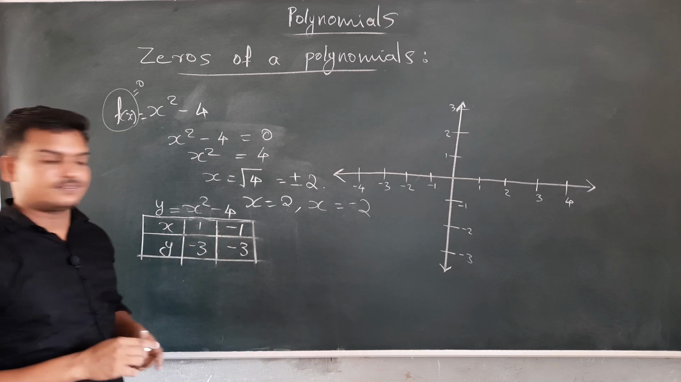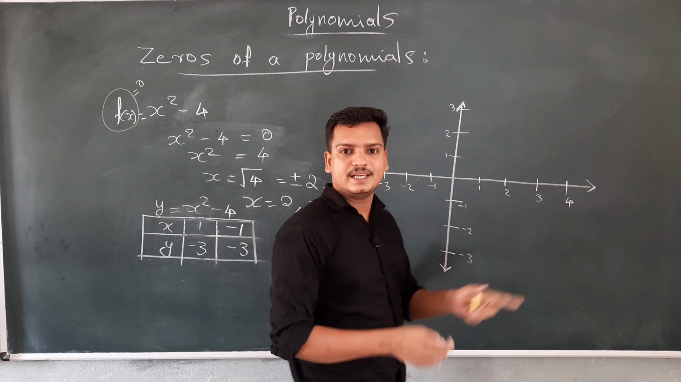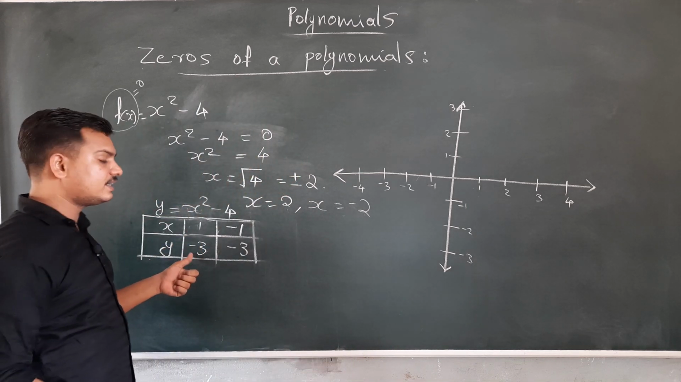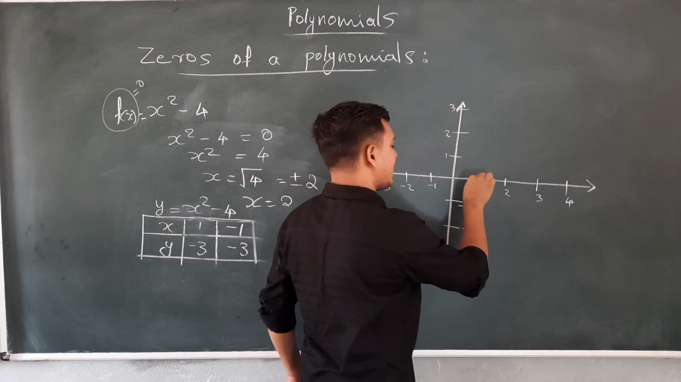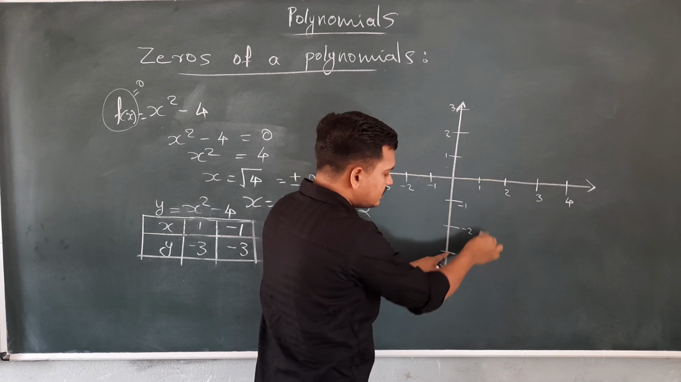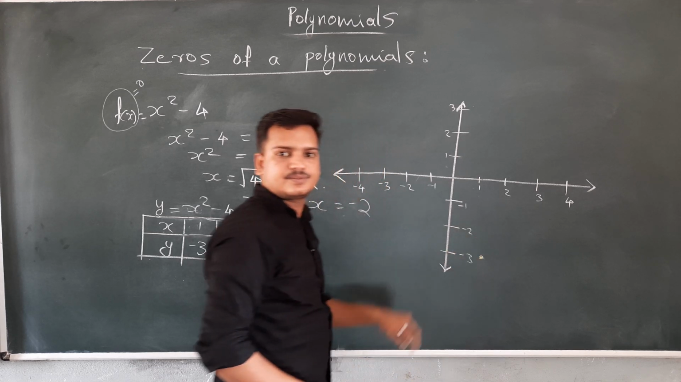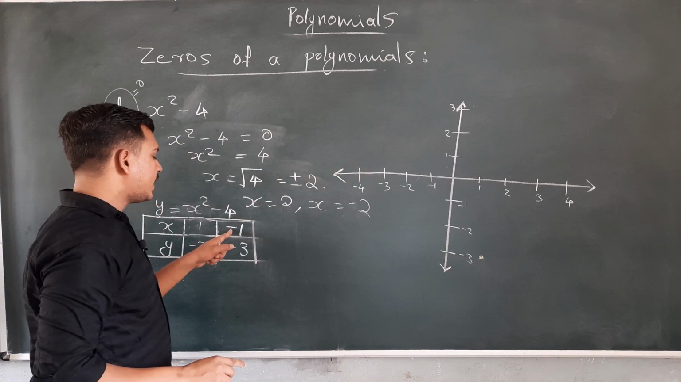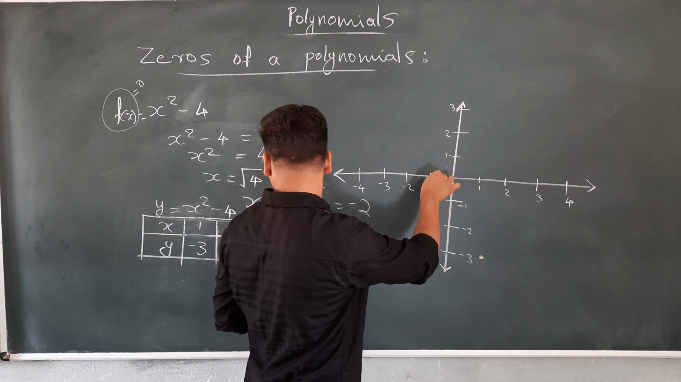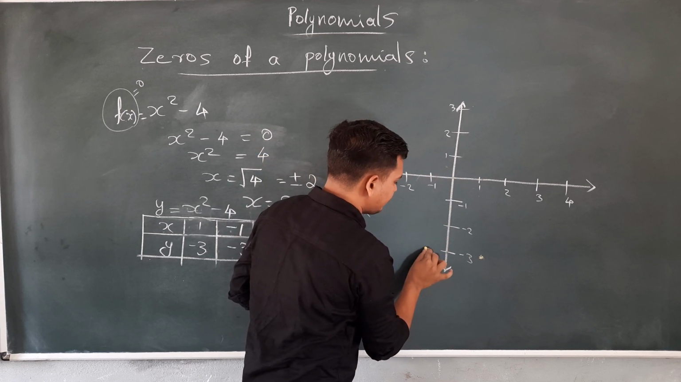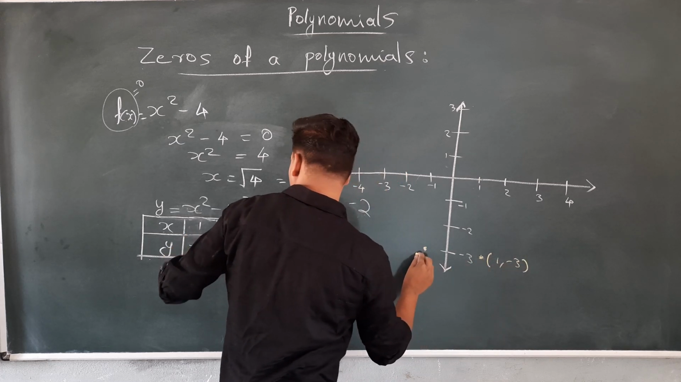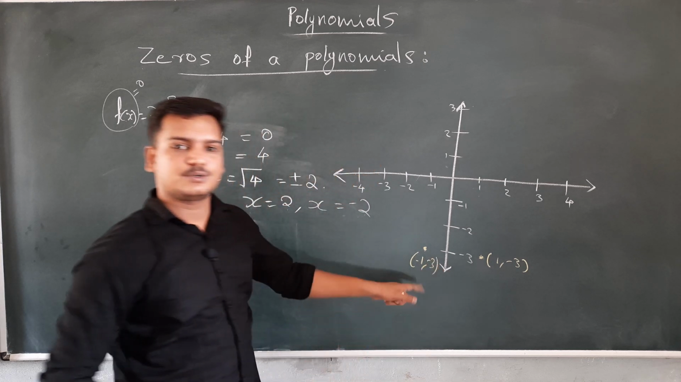Now let's plot the graph of this equation. Okay, so we have the Cartesian plane here. First, x value 1 and y value minus 3. On the x-axis 1, at that time y-axis minus 3. So this will be the point. Now the second value, that is minus 1 and minus 3. So minus 1 on the x-axis, minus 3 on the y-axis. This is the point. So we got 2 points here. First one 1 comma minus 3, second one minus 1 comma minus 3.